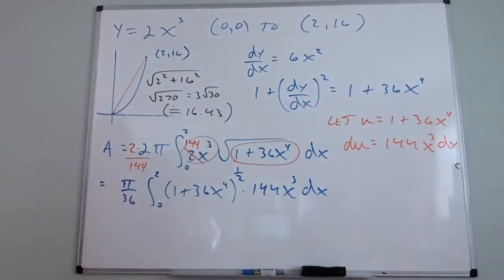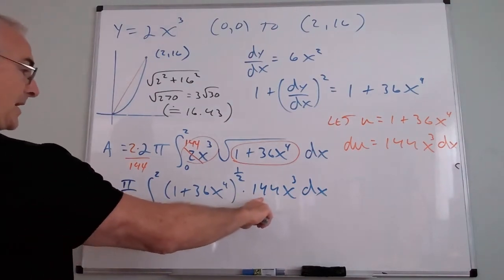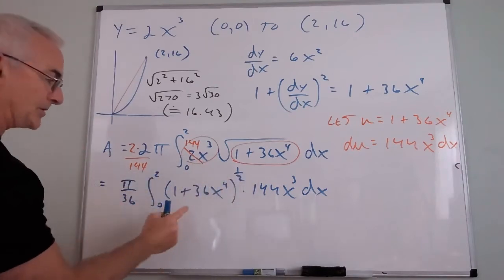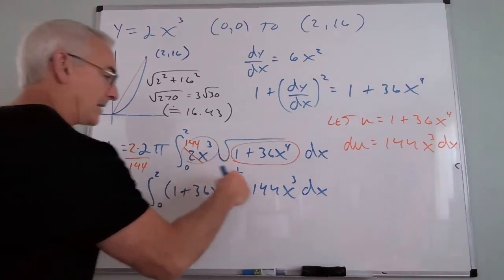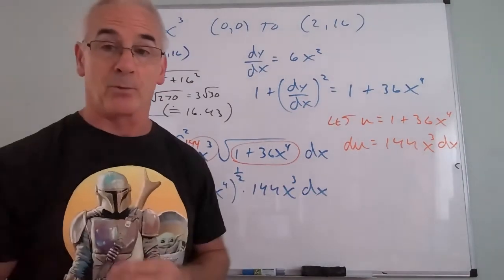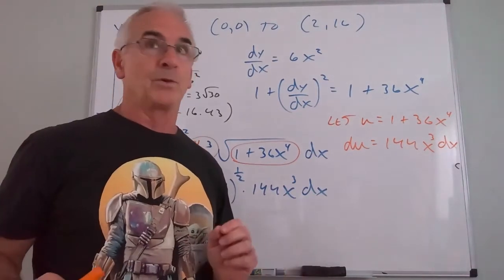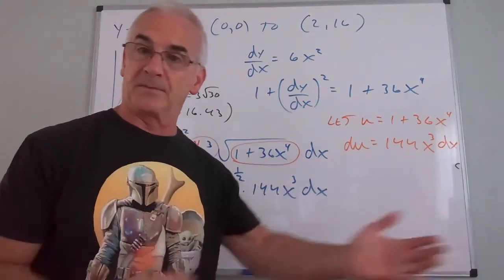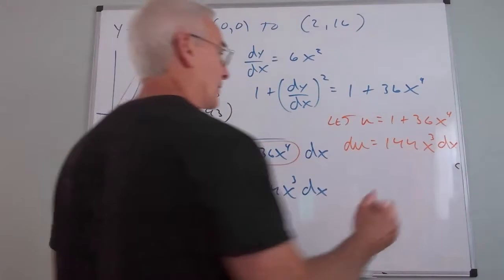Now I haven't changed anything. I've just manipulated, because right there, there's my 4x cubed, which I started the problem with. But now it's in the form u to the 1/2 du. So the last piece is, of course, to change the limits. And by the way, as a group, we did a very good job. Probably 80% of you did a really good job of getting this far and changing the limits correctly.